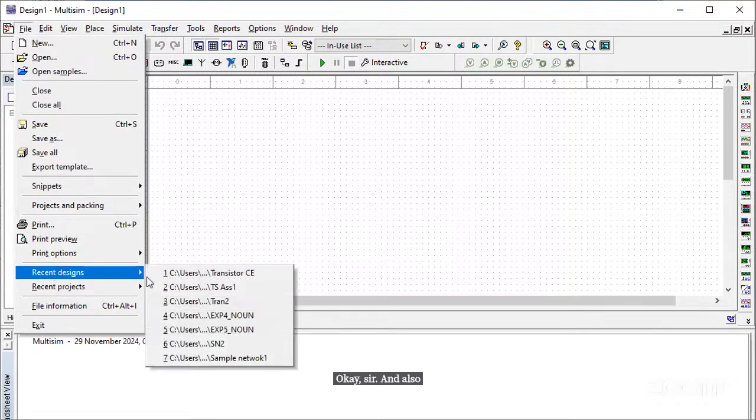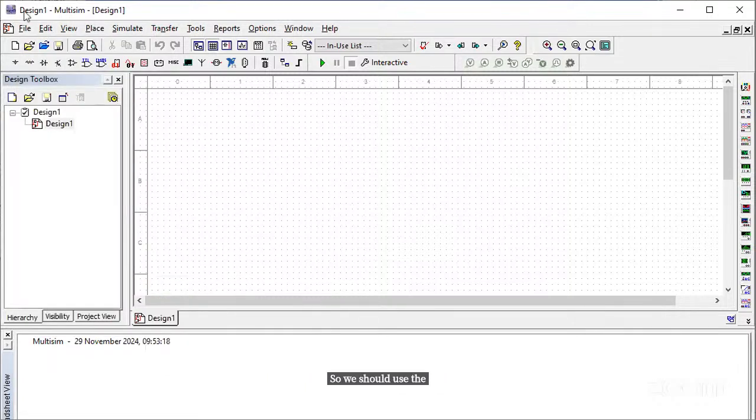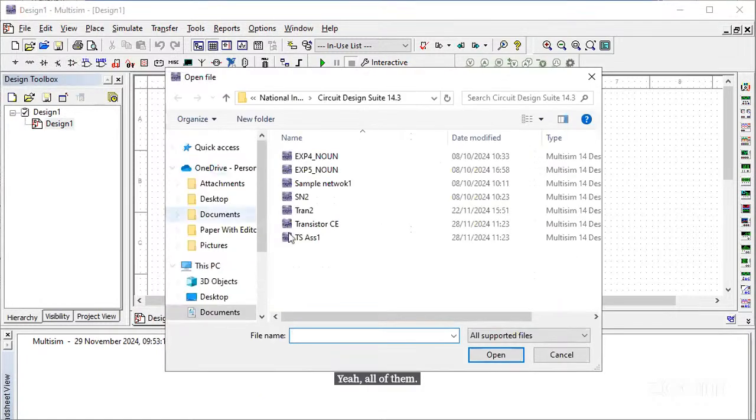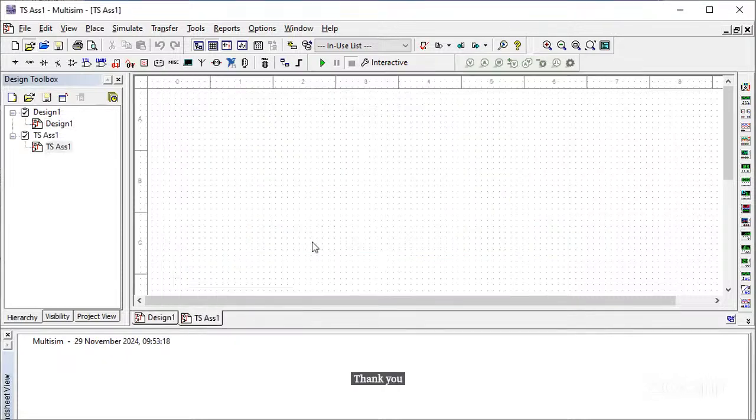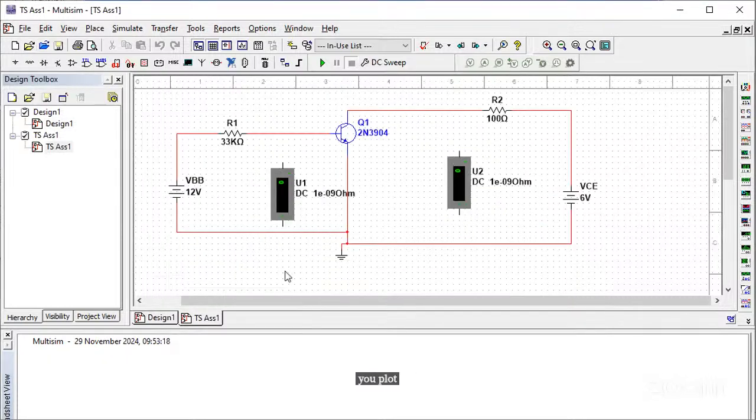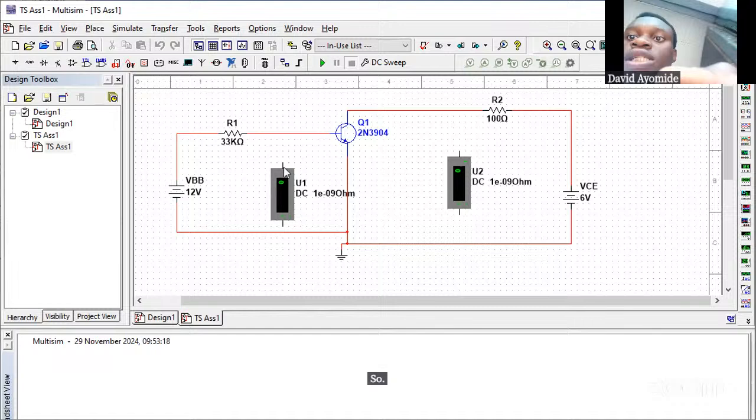Also for the NPN, we have over 19 values for V in. Yes. Which is the same as our VBE. So should we use the whole of the 19 values, or we pick from those 19? Yes, all of them. Oh, okay, sir. All of them. Thank you, sir. So that you plot a graph. So the instruction, I put instruction in that assignment. That instruction should guide you. Okay, sir. Thank you.